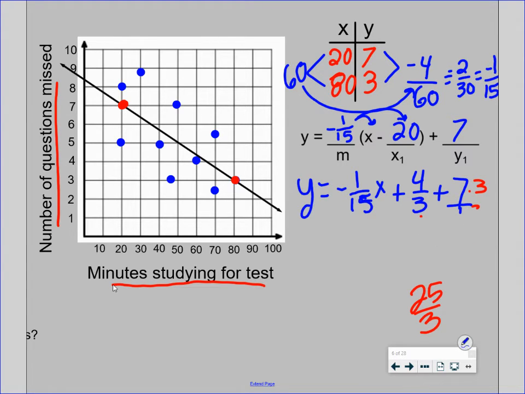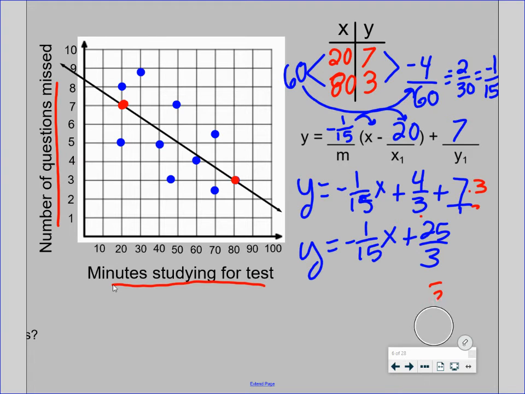All right, I'm going to write this now as our final equation. Here is y equals negative 1/15 x plus 25/3. It's all right. Use your calculator if you need help with the fractions. But that is the equation of our line. Is what we've been learning to do. The equation of the line that goes through these 2 points.